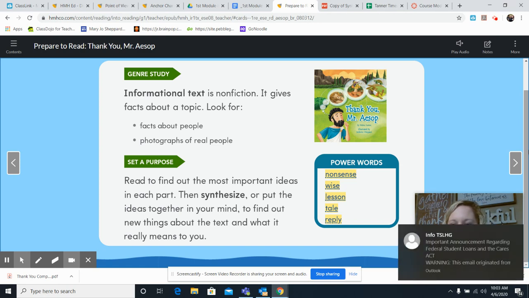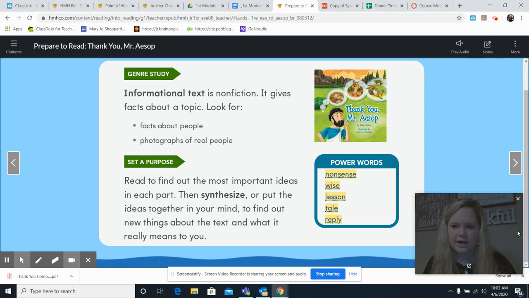I want you to take a look at these yellow words down here at the corner. And these are going to be our power words in our story. So the first one is nonsense. The second one is wise. The third one is lesson. The fourth one is tale. And the fifth one is reply.